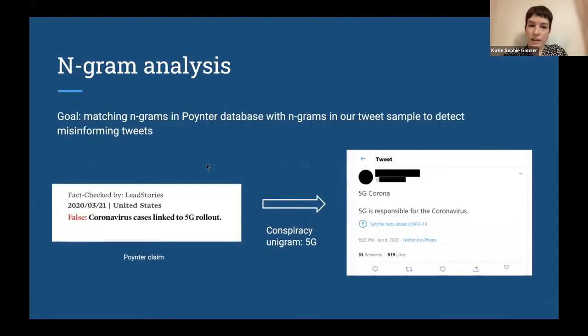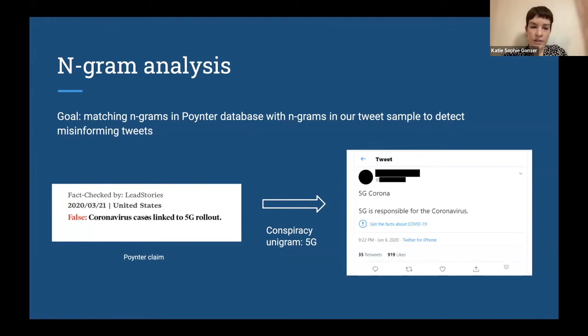So the goal with the Ngram analysis is to find the Ngrams that are weighted in regards to the theme in its totality. So you're looking at all of the claims under a theme and looking at which Ngrams appear the most. And you're matching those Ngrams in the pointer database with the Ngrams in our tweet sample. And then that would allow us to detect misinforming tweets.